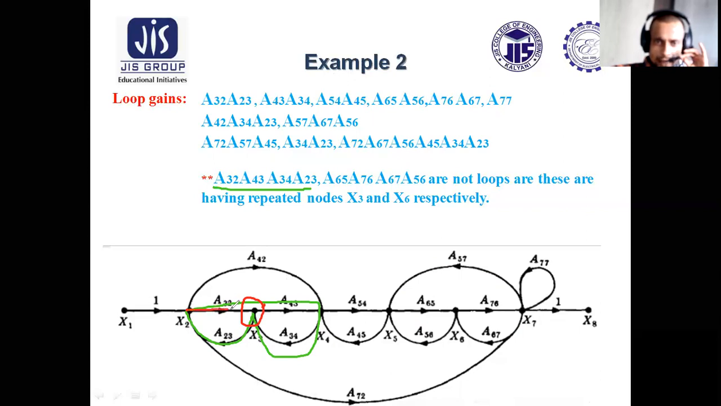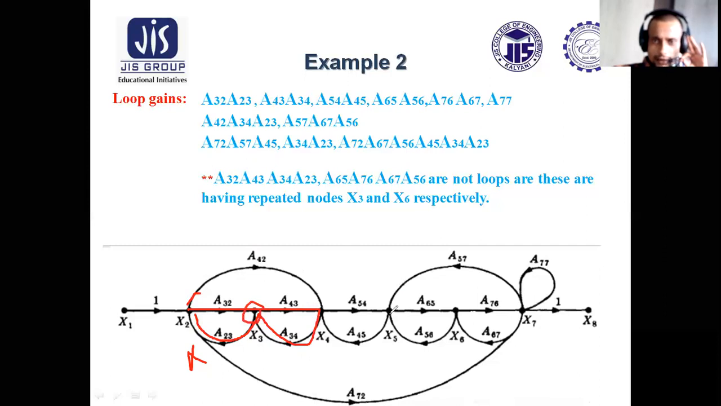When this forward path is encountered, this loop is encountered first time. Later when it comes through this, again it is encountered. So in a closed path, if a node is repeated twice, then it will not be considered as a loop. This will not be a loop as the X3 node is encountered twice.